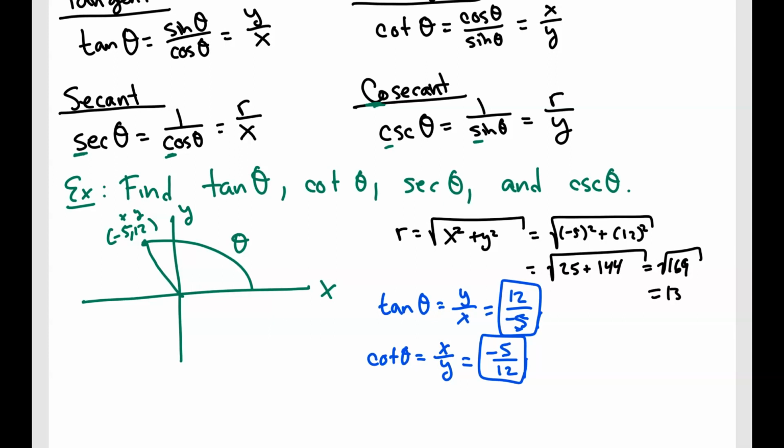Now let's find the secant of theta. The secant of theta is equal to 1 over cosine, or r over x. In this case, our r is 13 and our x is equal to -5.